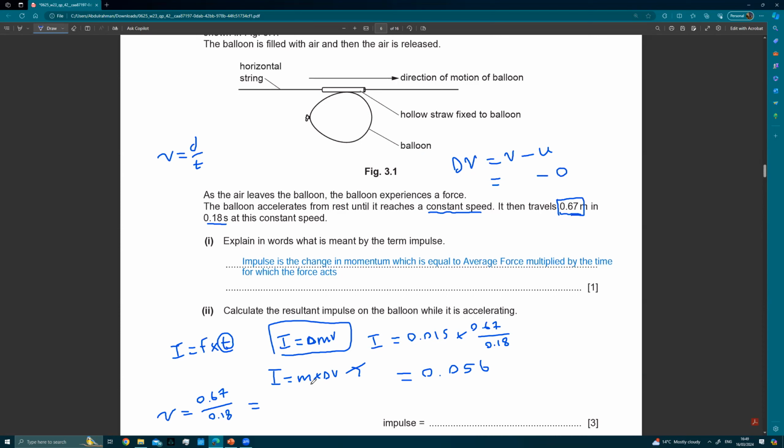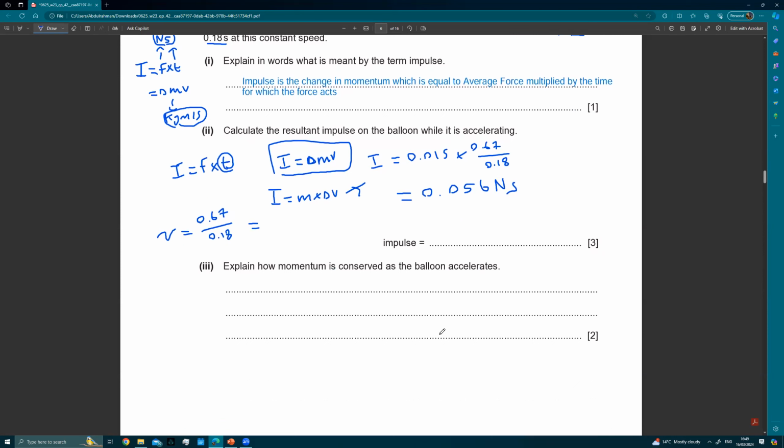Now, the unit for impulse, well, there are two units. If you use impulse as force times time, one of the units for impulse is newtons multiplied by seconds, so newton seconds. Or if we use the equation change in momentum, mass is kilograms and velocity is meters per second. So either kilogram meters per second or newton seconds are both correct units for impulse. I'm just going to go with newton seconds. So this will be my impulse.